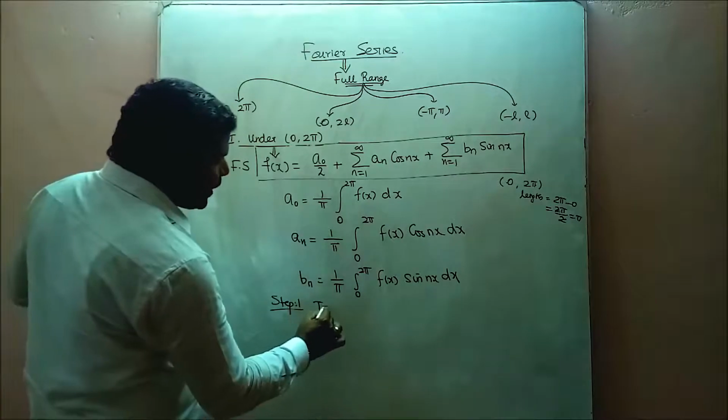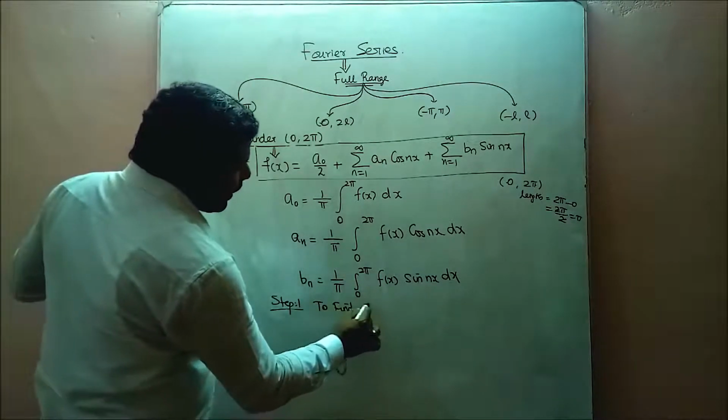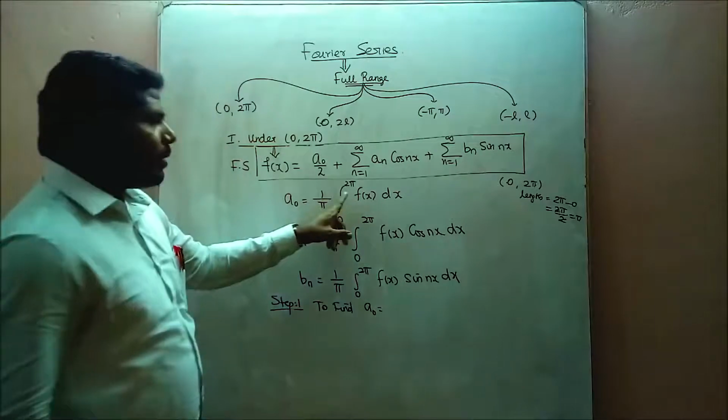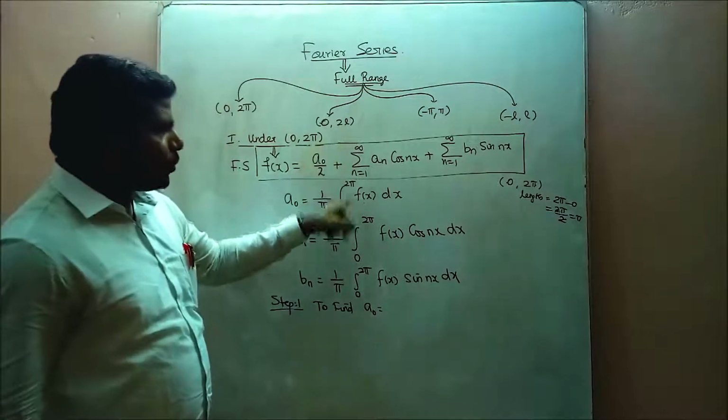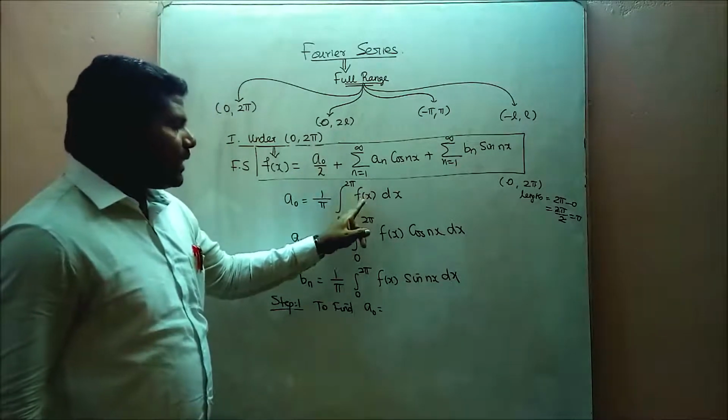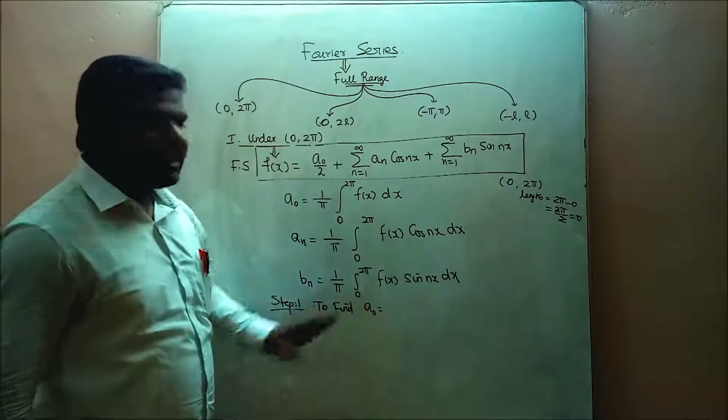So அப்புறம் step 1 ல வந்து, so step 1, you have to find out a0. a0 க்கு வேல்யூவை கால்குலேட் பண்ணுங்க. ஸோ இந்த ஃபார்முலாவை யூஸ் பண்ணி f of x is given to you, உங்களுக்கு கொடுத்துருப்பாங்க. அந்த f of x இங்கே சப்ஸ்டிடியூட் பண்ணி இன்டகிரேட் பண்ணும்போது you'll get a naught.